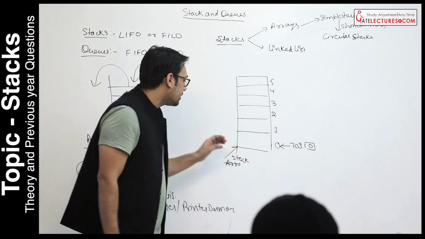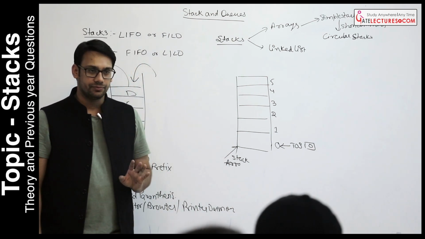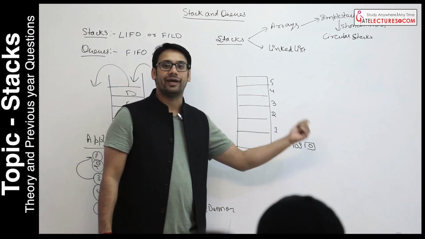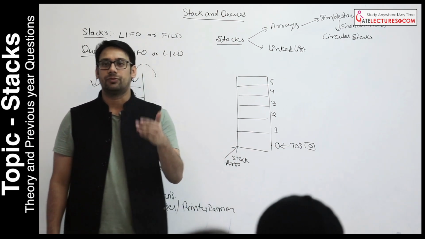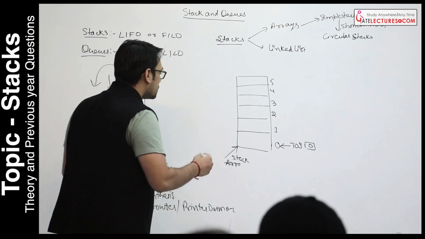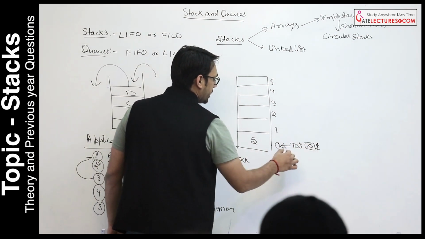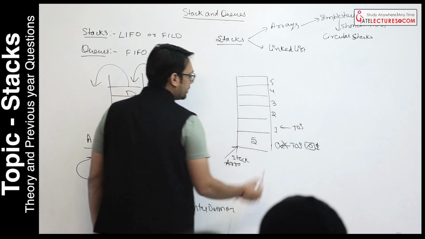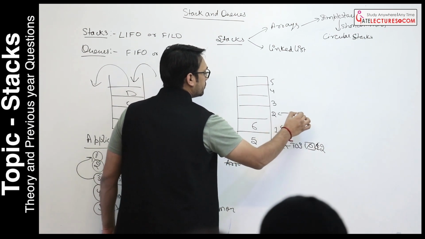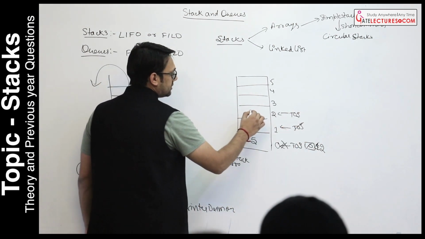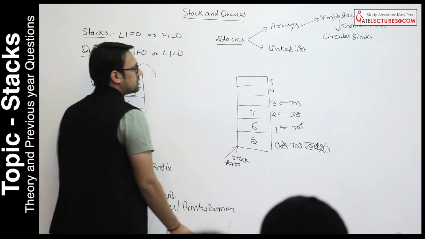For example, let us suppose in top of stack we are storing 0, that means it is going to point to the location where the next data item will come. If I make top of stack equal to -1, that means it is pointing to the location where the current data item is. Now let us say I want to insert 5. Then top of stack value will become 1, and it will point to this location. If I insert 6, then top of stack value will become 2. If I insert 7, then top of stack value will become 3, pointing to this location.